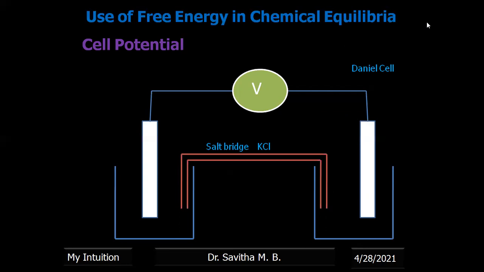Taking the example of the Daniell cell, as you know, it contains zinc as the anode and copper as the cathode. The entire reactions you have studied in your PU classes.